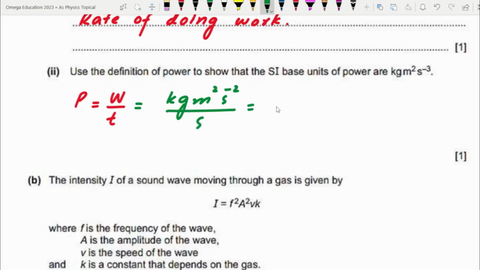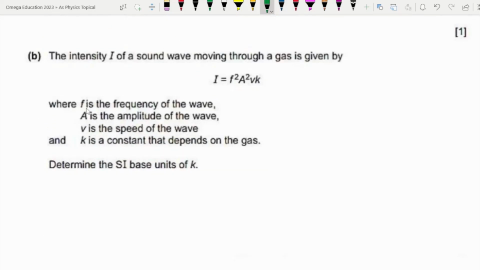So what do you get from here? You get kilogram meter square s⁻³. Let's move on to the next one.